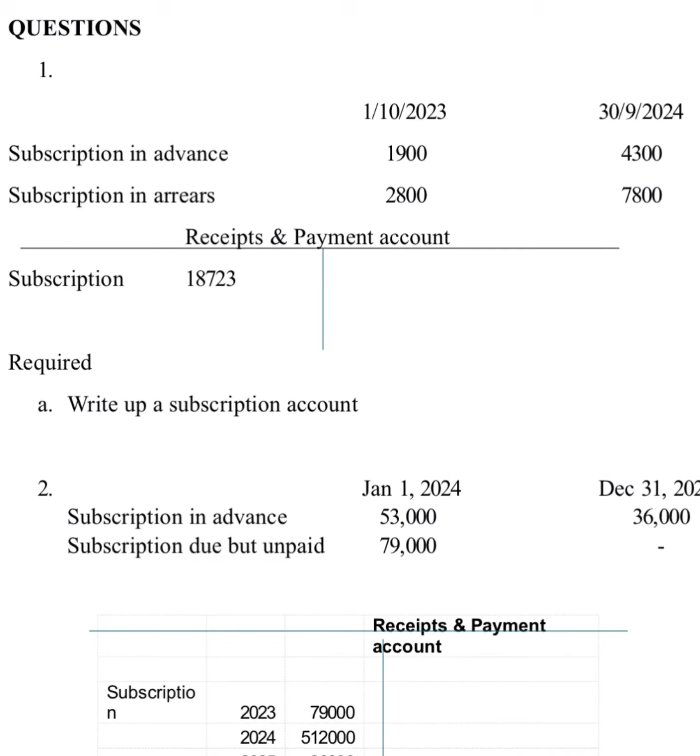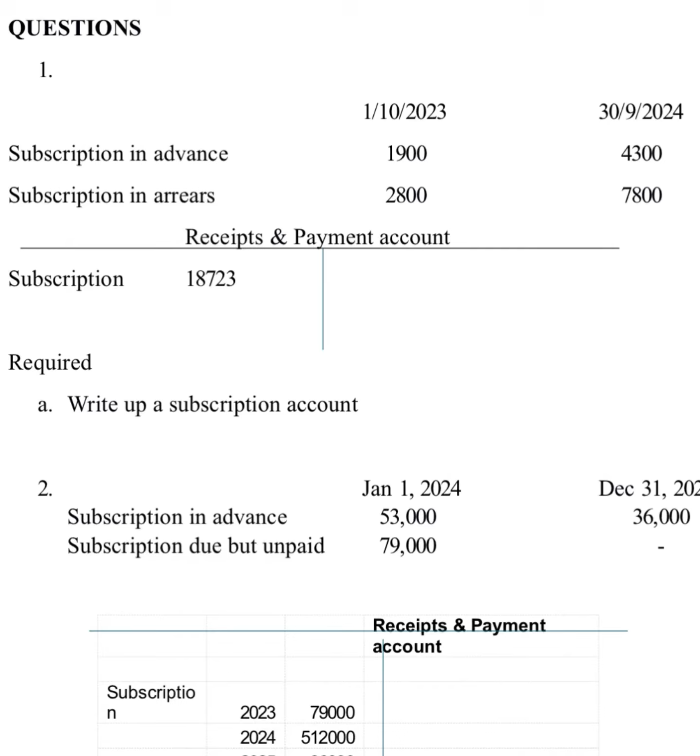So when you have a question like this, you need to prepare a subscription account. The amount that you are seeing in the receipt and payment account, that is the 18,723, is not for that particular accounting period. That is from the 1st October to the 30th September.